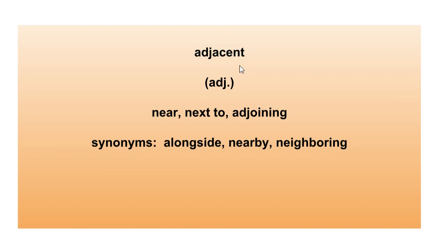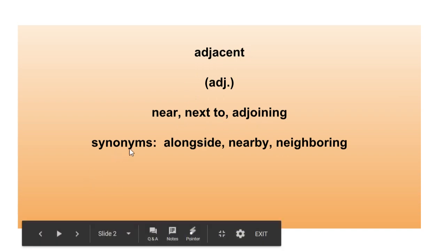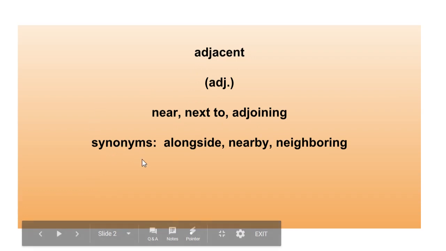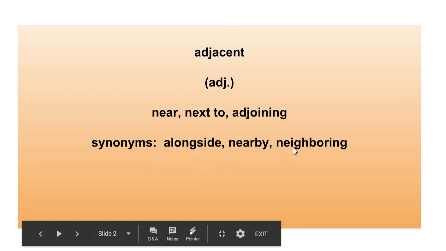So our first word is adjacent. It is an adjective. And if you remember, an adjective is a describing word. It describes nouns and pronouns. And if you don't remember what a noun or pronoun is, a noun is a word that names a person, place, or thing. A pronoun is a word that replaces a noun, like he or she or they or it. So our definition of adjacent is near, next to, adjoining. And our synonyms are, so if you remember, a synonym is a word that means the same, spelled differently. So we have alongside, nearby, neighboring.